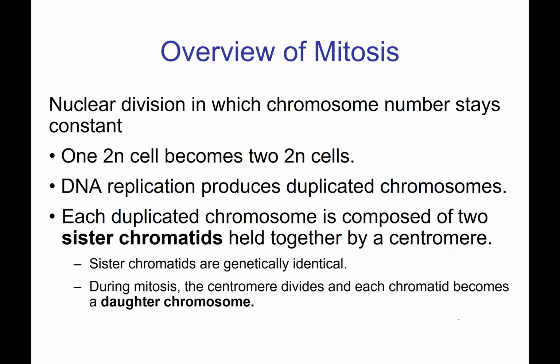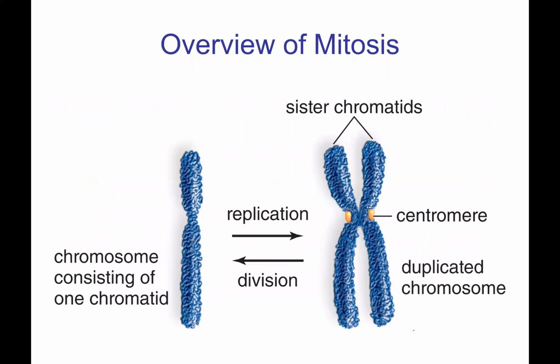So our chromosome number is going to stay constant, and this is going to be important because we want all our cells to look alike. We want skin cells to look like skin cells. We want stomach cells to look like stomach cells. So it's really important.